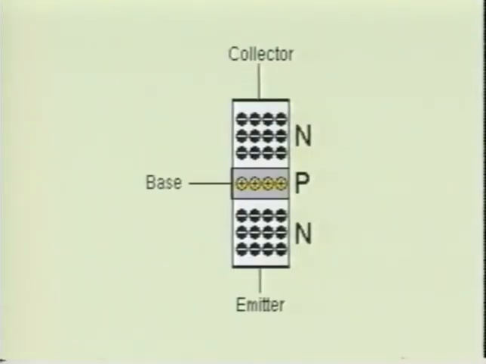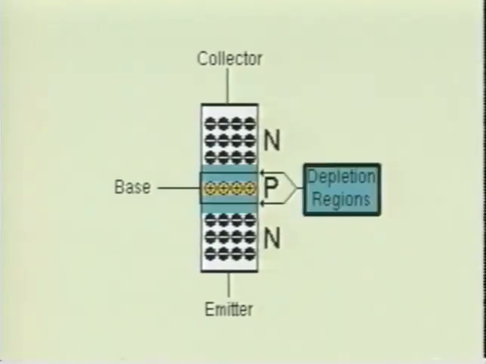The base section of the transistor is very narrow and is very lightly doped. The emitter and collector sections, on the other hand, are doped very heavily. This causes the depletion regions between the emitter base and the collector base to penetrate very deep into the base section of the transistor.